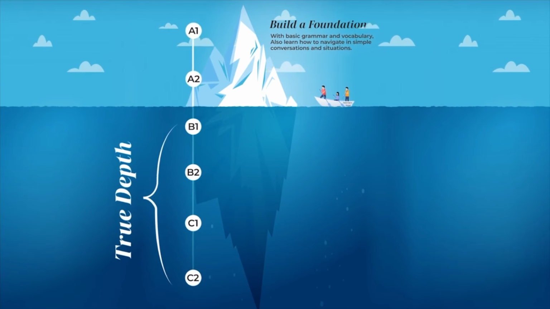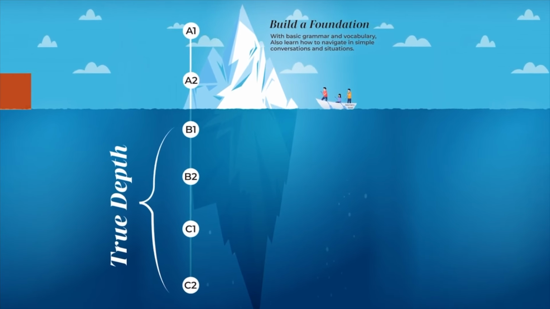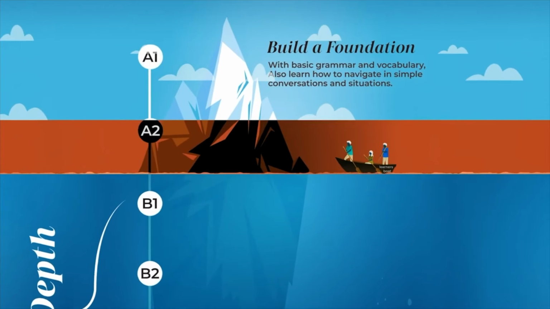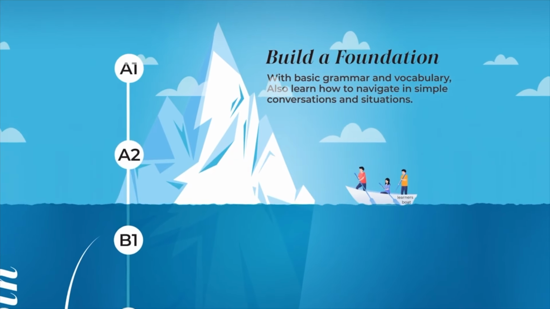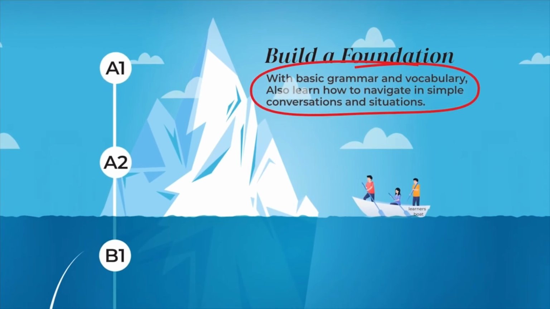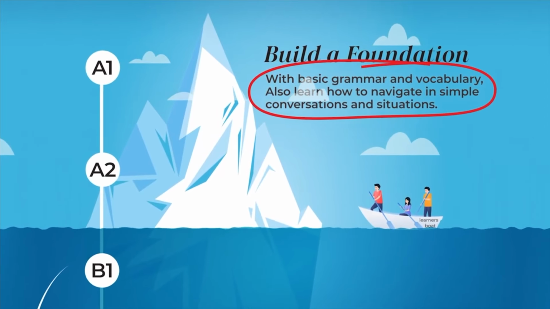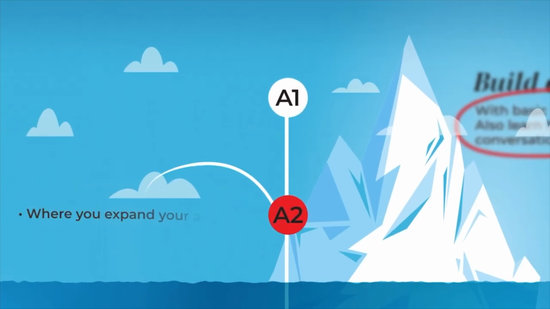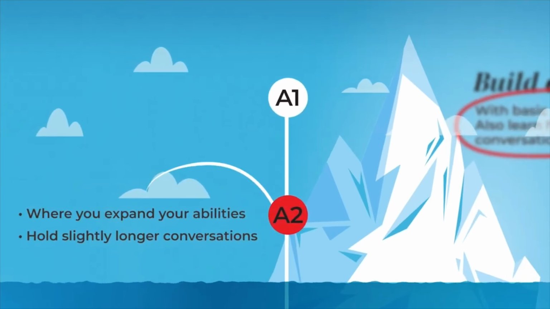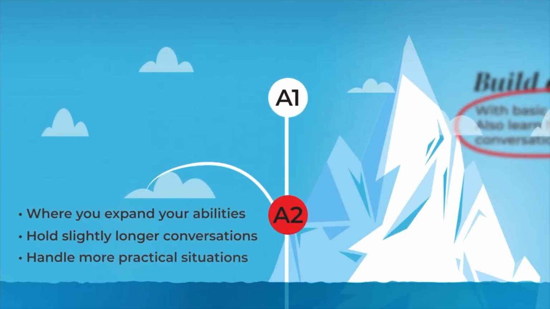In today's video, I'll show you the A2 level, the second and final layer at the surface of the water. If A1 was about learning how to introduce yourself and communicate in simple and immediate contexts, A2 is where you expand your abilities, hold slightly longer conversations, and handle more practical situations.